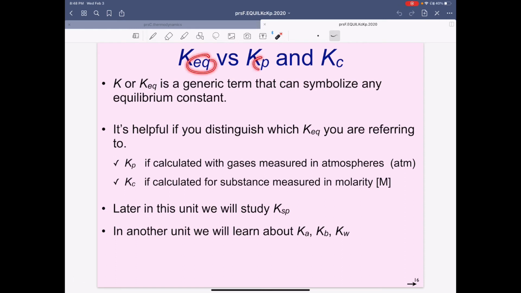First, these letters will give us some information. K or KEQ is generic, but if we are asked for KP, that will be for gases, and the units would be generally in atmospheres, P standing for pressure. Kc represents if we're talking about the molarity, which could also be gases, but is very often solution molarity. Later in this unit, we'll study Ksp, which stands for the K for solubility product, chemicals that we're wondering about whether or not they dissolve. And in another later unit, we'll study the equilibrium constant for acids, bases, and water.